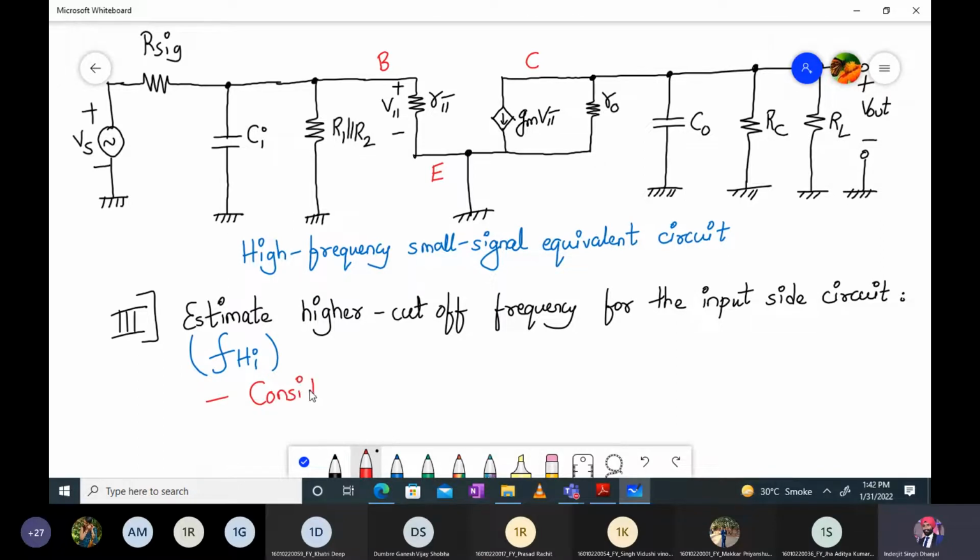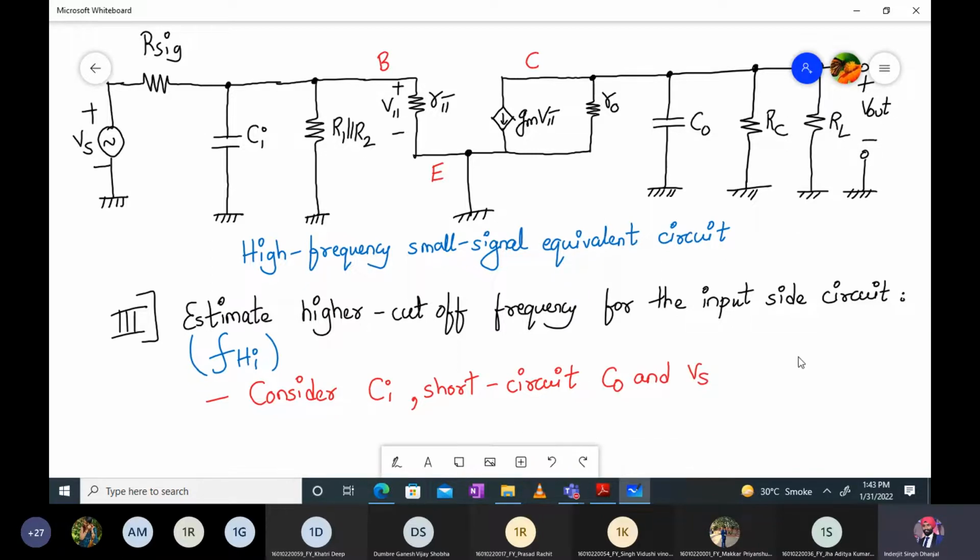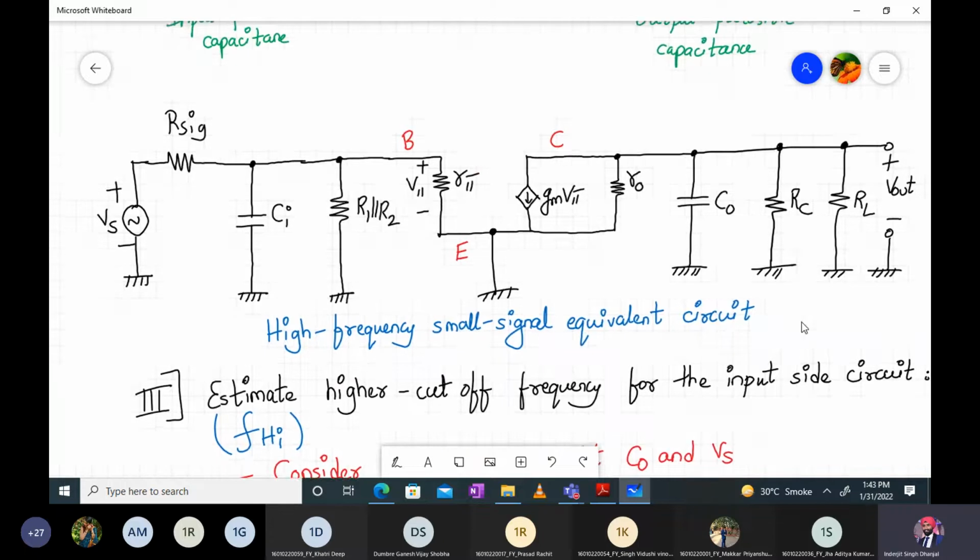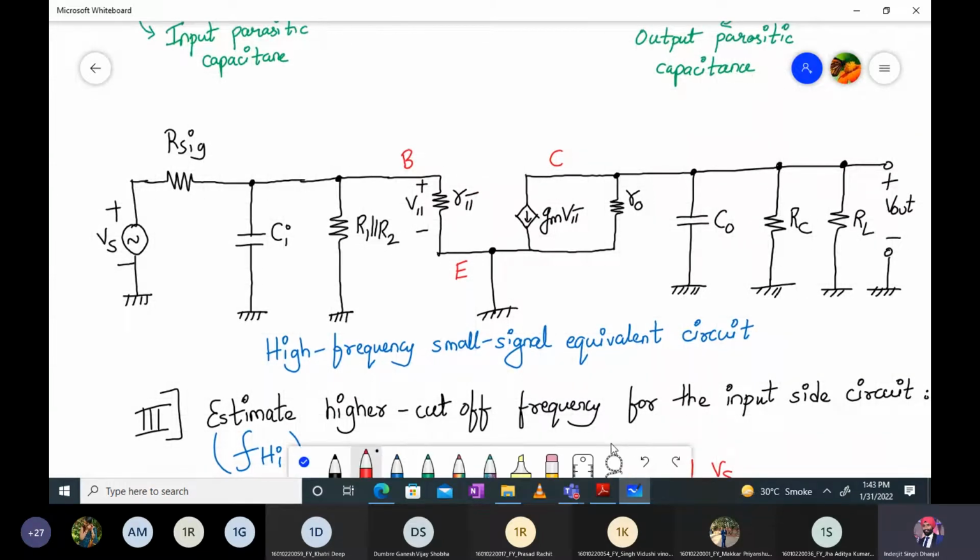Consider Ci alone. You remember how we did low frequency analysis? We considered one capacitor at a time and then analyzed the remaining circuit. The remaining capacitors were short circuited. So while considering Ci, what will we do? We'll short circuit Co and input supply Vs. Are you all following what is going on over here? I mean, the trend. Any doubt in understanding this part?